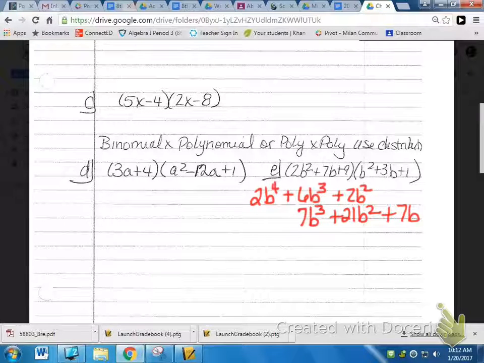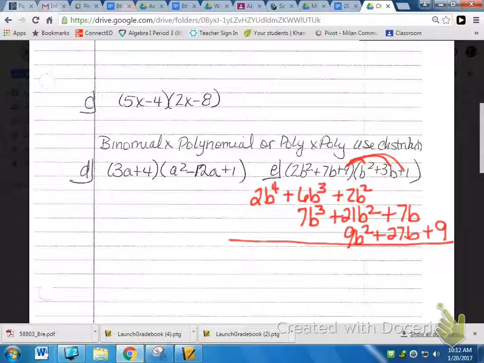Now we have to take 9 and distribute it through. So 9 times b squared is what? 9b squared. Where should I put that? Under the b squared column. So 9b squared. 9 times 3b is 27b. And 9 times 1 is 9. Thank goodness when you get to those constants, because you're done. Now see how everything's lined up for me? And I just start from left to right.